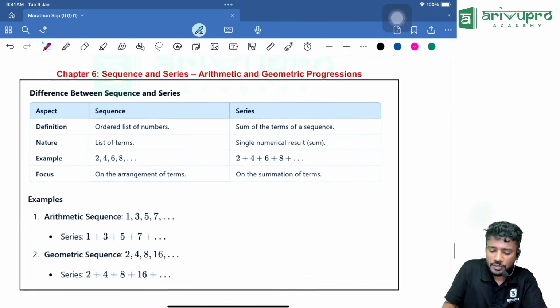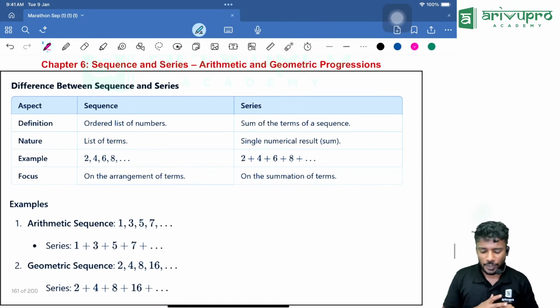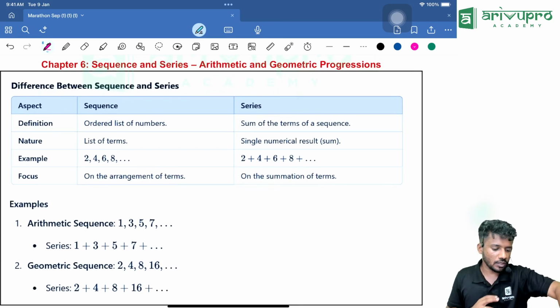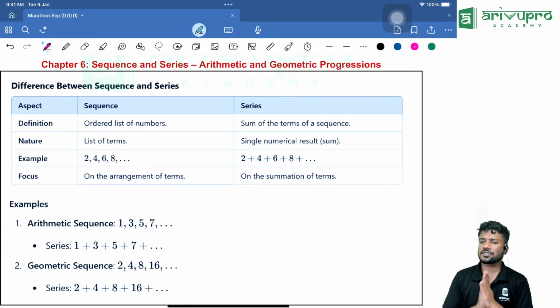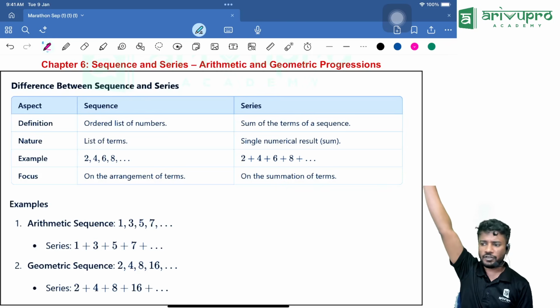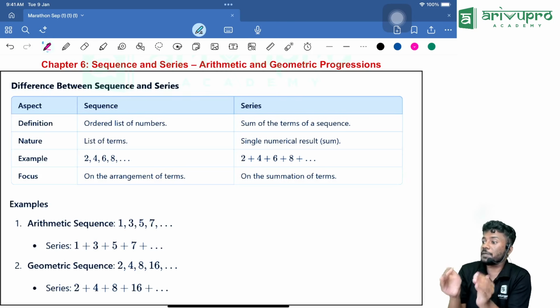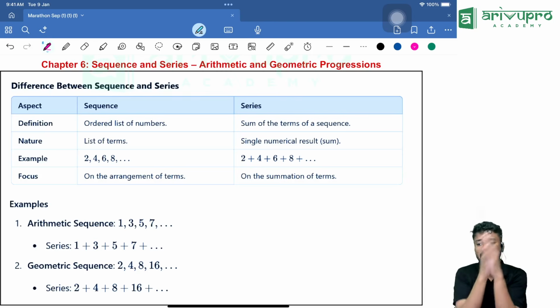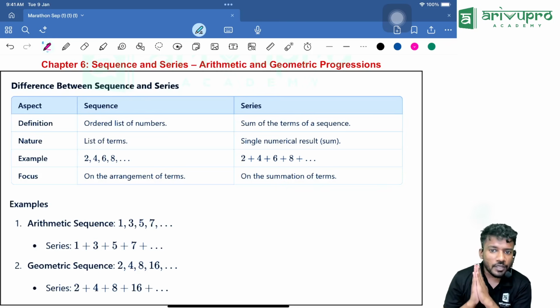To chapter number 6, sequence and series. Mainly we will study what? AP. Then we will study what? GP. Then there is something else, the connection between AP and GP. Then there is finally harmonic progression.